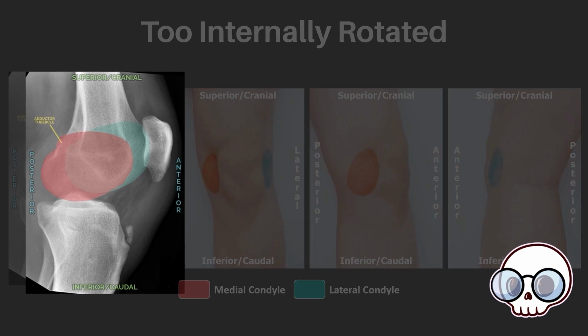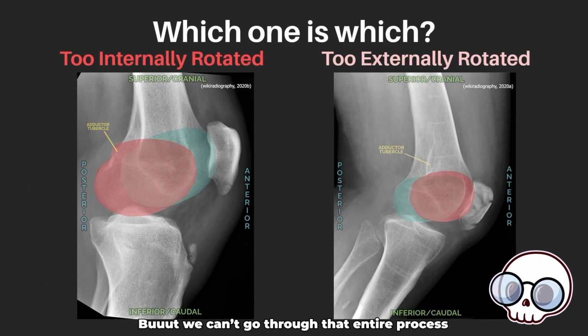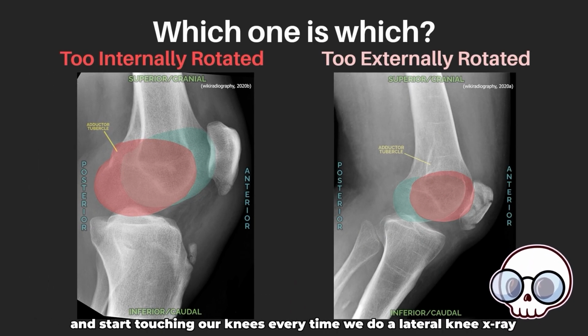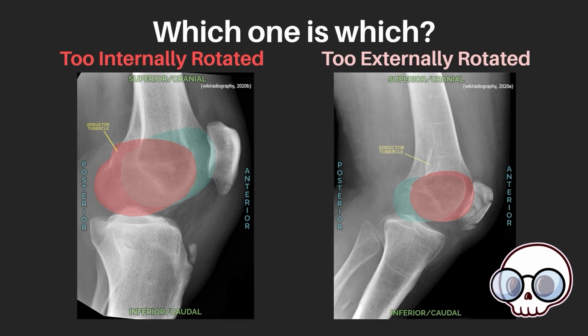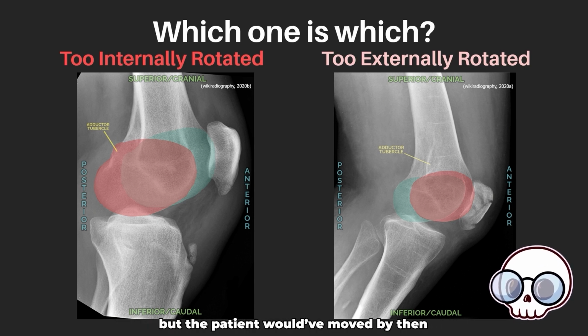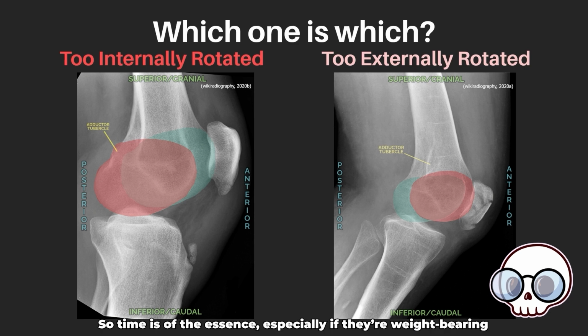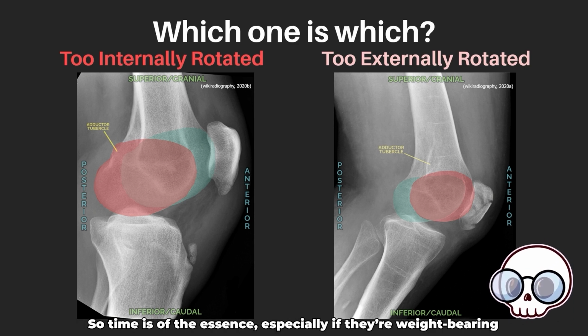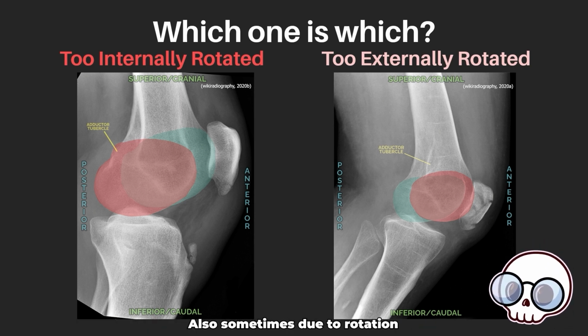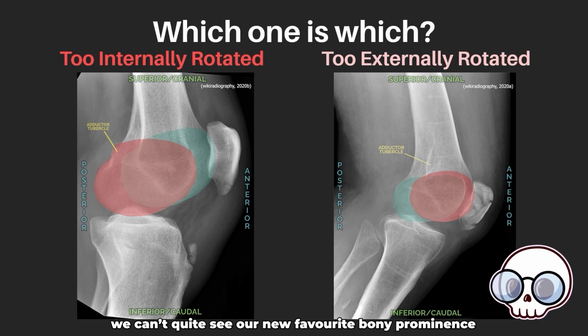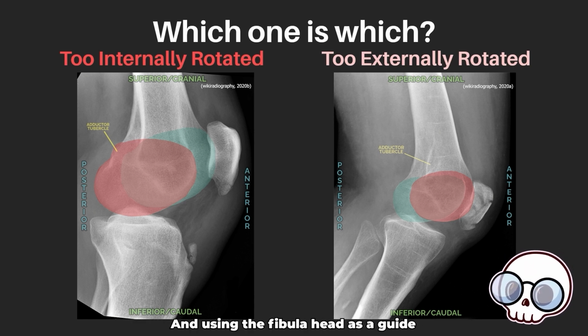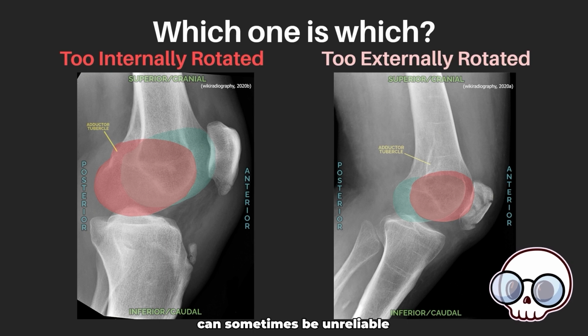But we can't really go through that entire process and start touching our knees every time we do a lateral knee x-ray. Well, we can, but the patient would have moved by then, and we're back to square one. So time is of the essence, especially if they're weight-bearing. Also, sometimes due to rotation, we can't quite see our new favourite bony prominence, the adductor tubercle, and using the fibular head as a guide can sometimes be unreliable.